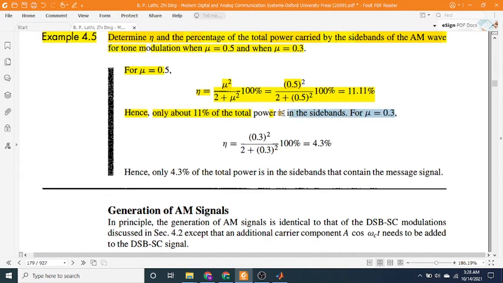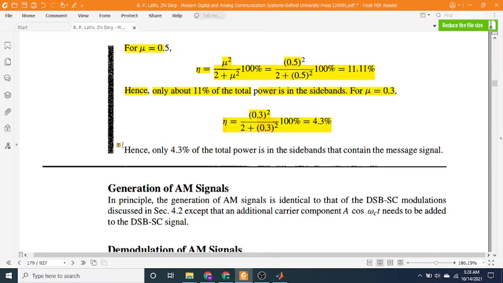For μ equals 0.3, η equals 0.3² over (2 plus 0.3²) times 100%, which equals 4.3%. Hence, only 4.3% of the total power is in the sidebands that contain the message signal.